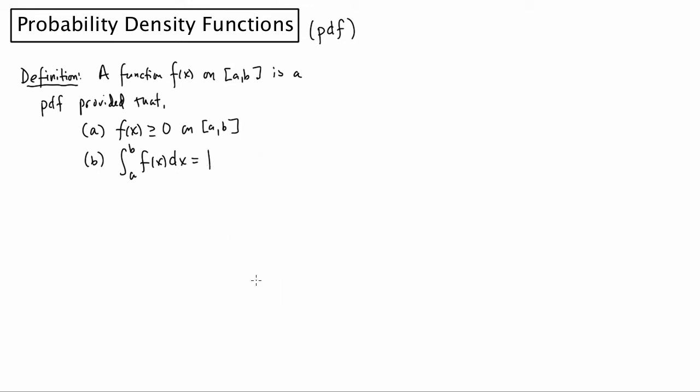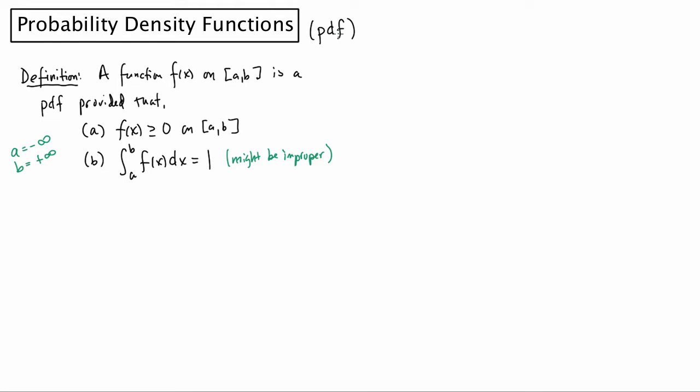Now, in both cases here, I'm allowing for a to be negative infinity, and I'm also allowing for b to be positive infinity. So this could be an infinite interval, in which case this might be an improper integral. But the point is, the area under the curve, the area under the function f of x, if it's a probability density function, is equal to 1.